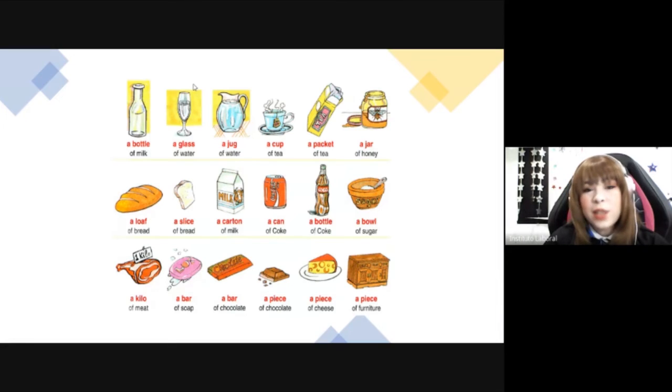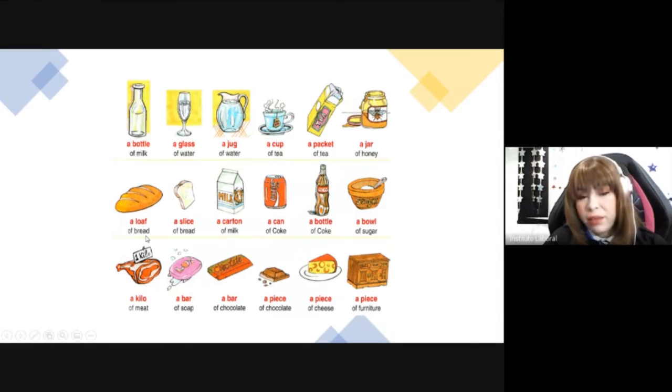Okay, a glass of water, a jug of water, a cup of tea, a packet of tea, a jar of honey. So these are the containers that correspond to each of these nouns. When you have the word milk, you use the word bottle, a bottle of milk. When you have water, you use a cup or a glass of water, a jug of water, a cup of tea, a packet of tea, and a jar of honey. Yes, this is a jar.